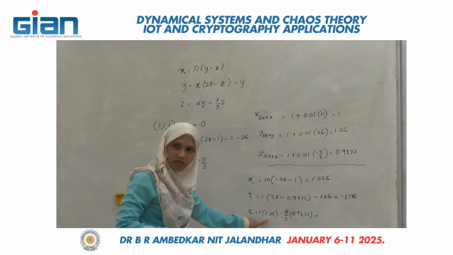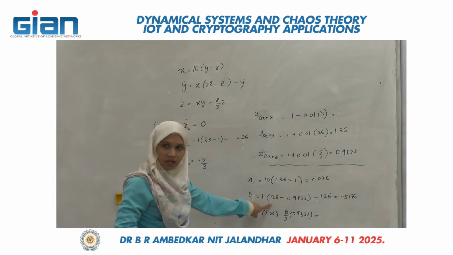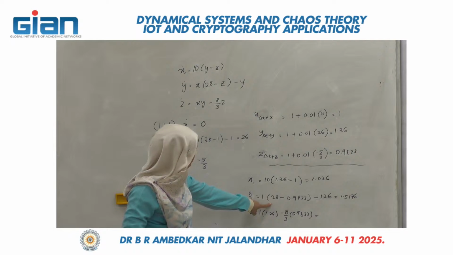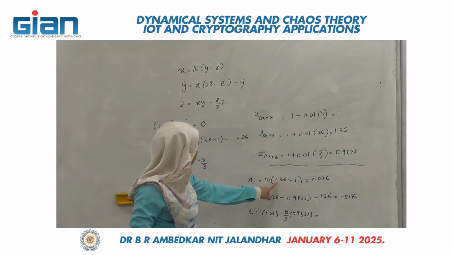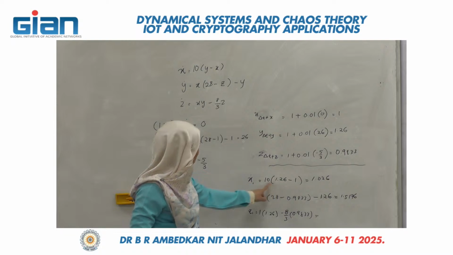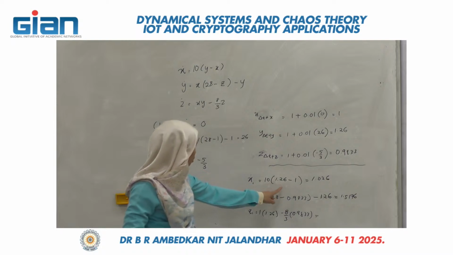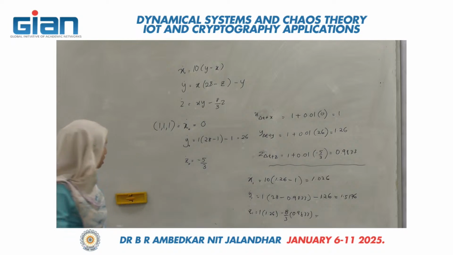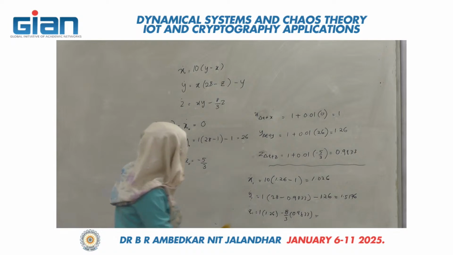This one? You are talking about this one? This is wrong? The first one is also not coming, because it is coming something like 2.6. The first one is 2.6. This one also not coming. 10 into 0.26, 1.26 is actually 2.6. So this is 2.6.